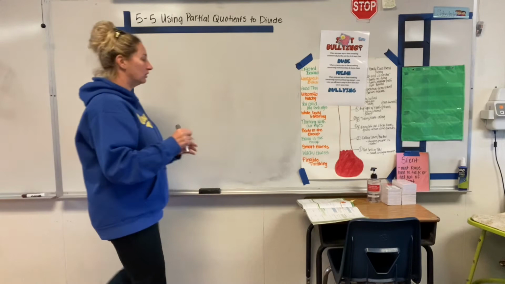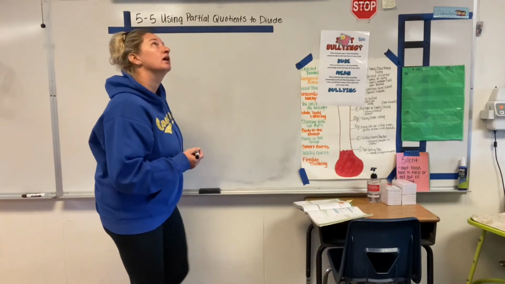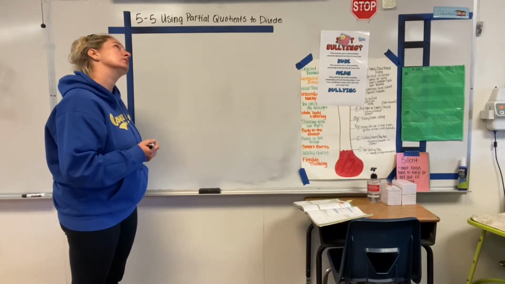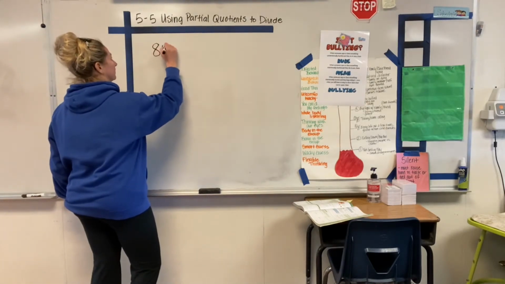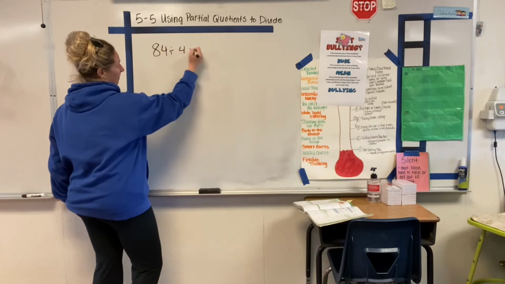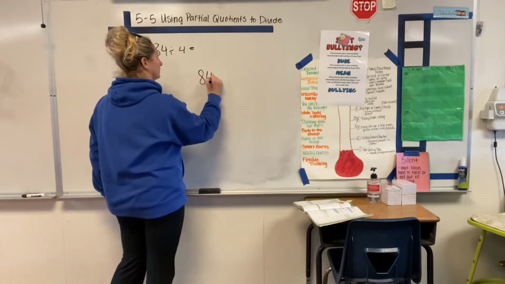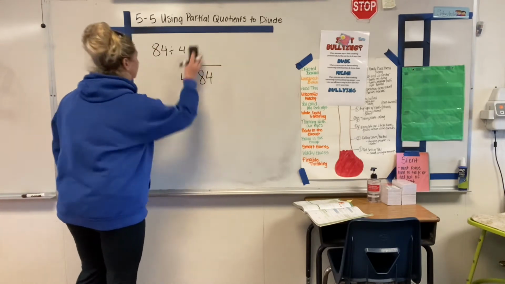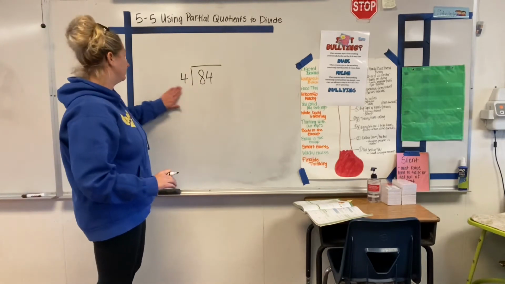So let's choose, let me think. Let's do 84 divided by 4. I'm going to write it vertically, 84 divided by 4. I'm going to take this away so I have room.